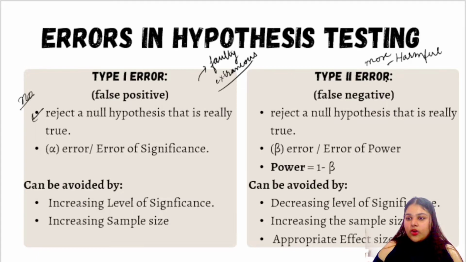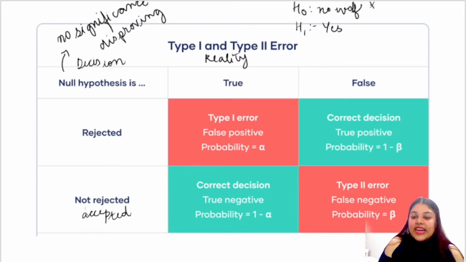Both of these are wrong or not good for our study, but type 2 error is more harmful. Herein we have accepted a null hypothesis; we have not rejected a null hypothesis. We should have said that yes, there is a wolf, but still I said that no, there is no wolf in the colony, and I just went along with doing my task. Obviously the wolf would affect the village, right?